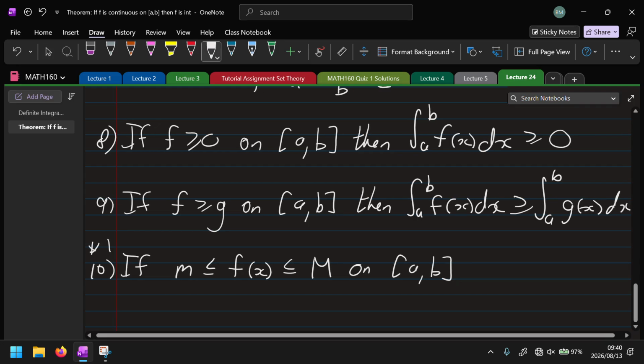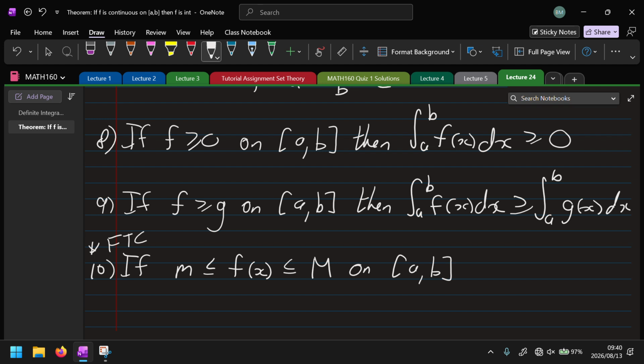So just put a little star and then FTC, just to remind you for later. Because I think next week or the week after, I'm going to say, okay, we're proving the fundamental theorem of calculus. This will be the first line of the proof. And you need to think to yourself, oh, where did that line come from? It's from here.